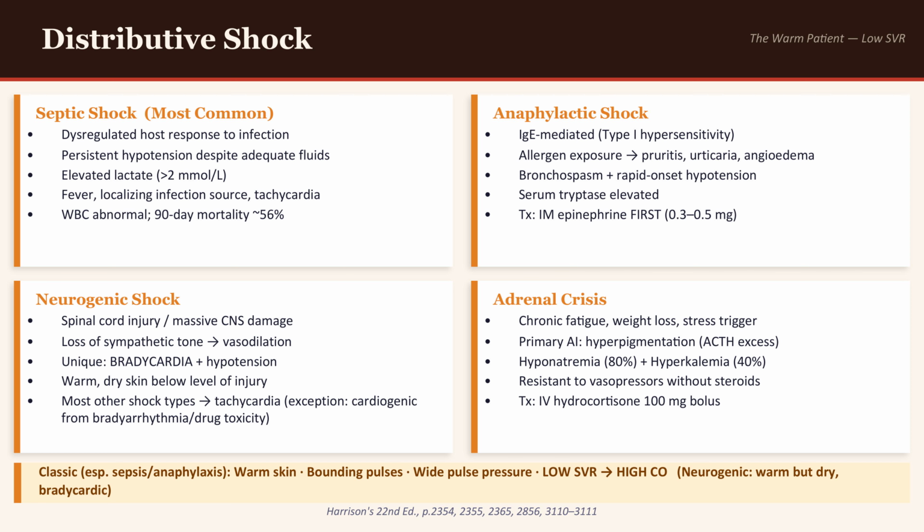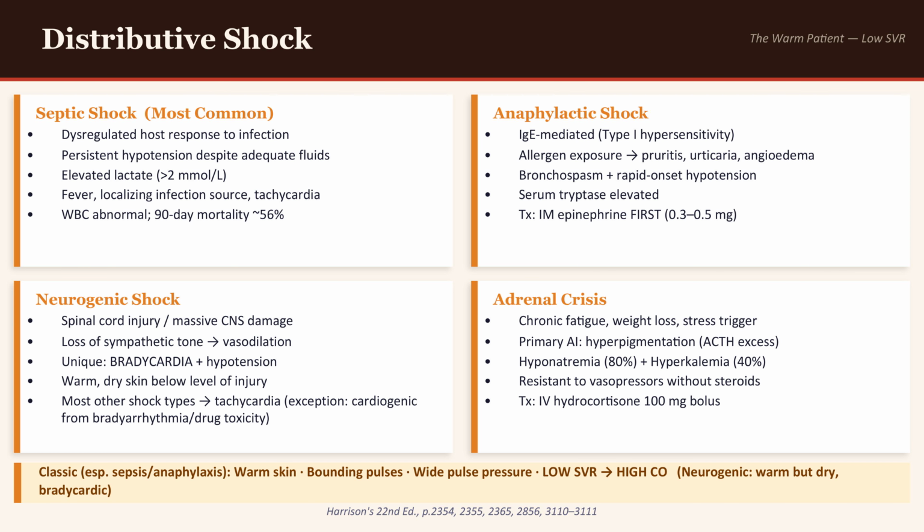Let's go deeper on distributive shock, because this is your most common type and it has the most variety. The heavyweights are sepsis, anaphylaxis, neurogenic, and adrenal crisis. Septic shock is defined by a dysregulated host response to infection with persistent hypotension despite adequate fluid resuscitation and an elevated lactate. Anaphylaxis hits fast: allergen exposure, urticaria, bronchospasm, angioedema, hypotension.